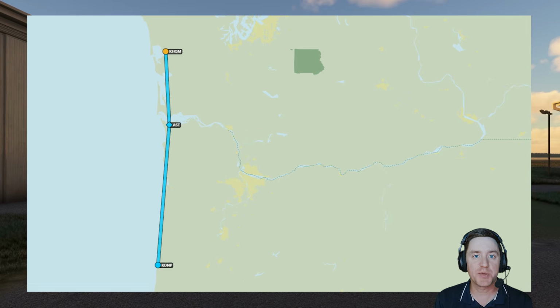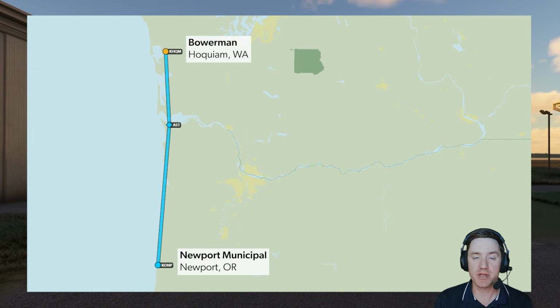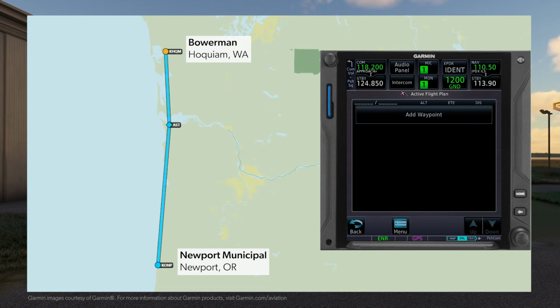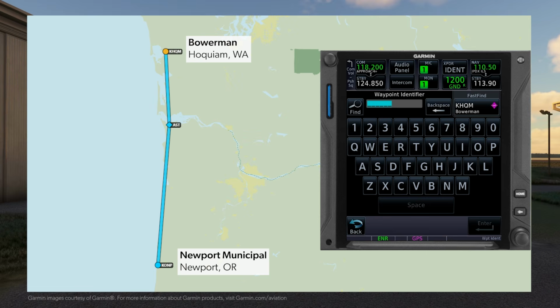Alright, this morning we're heading down the Pacific coast from Hoquiam, Washington to Newport, Oregon. Let's start by building the flight plan into the GTN. It's a simple flight plan. We're going to start with the departure airport, which is here in the fast find for us.